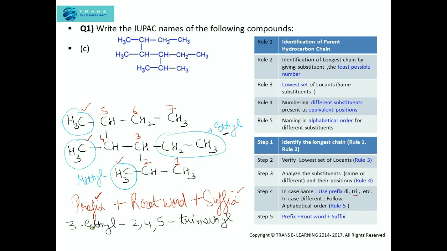Here the ethyl group is present at the 3rd position, while the 3 methyl groups are present at positions 2, 4, and 5. So I've written here tri, which represents 3 methyl groups, and the root word will be hept because hept stands for 7 carbon atoms. I will write hept here and the suffix will be ane. So the name of this compound is 3-ethyl-2,4,5-trimethylheptane.